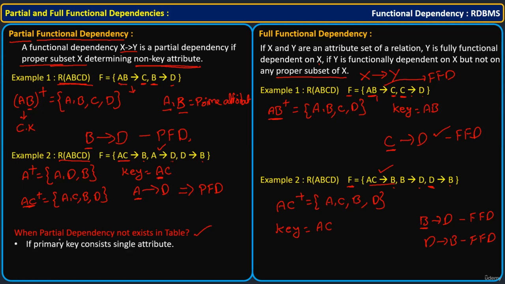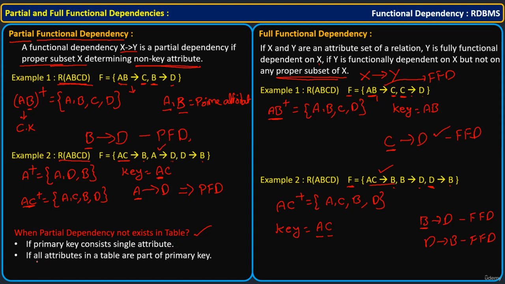The case one is if the primary key consists of a single attribute. If the key has only one attribute, then there is no chance of having a part. He is saying proper subset. Proper subset means not itself and not phi. So when you have a single attribute, there is no chance of having a part of that single attribute. Then you don't have partial functional dependency.